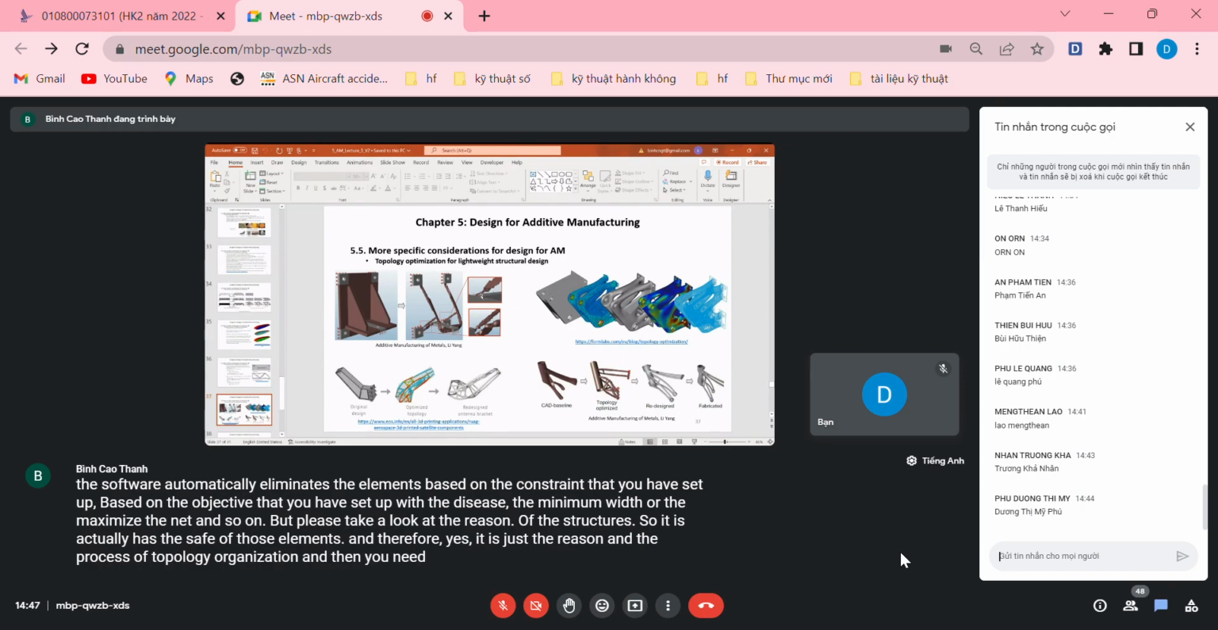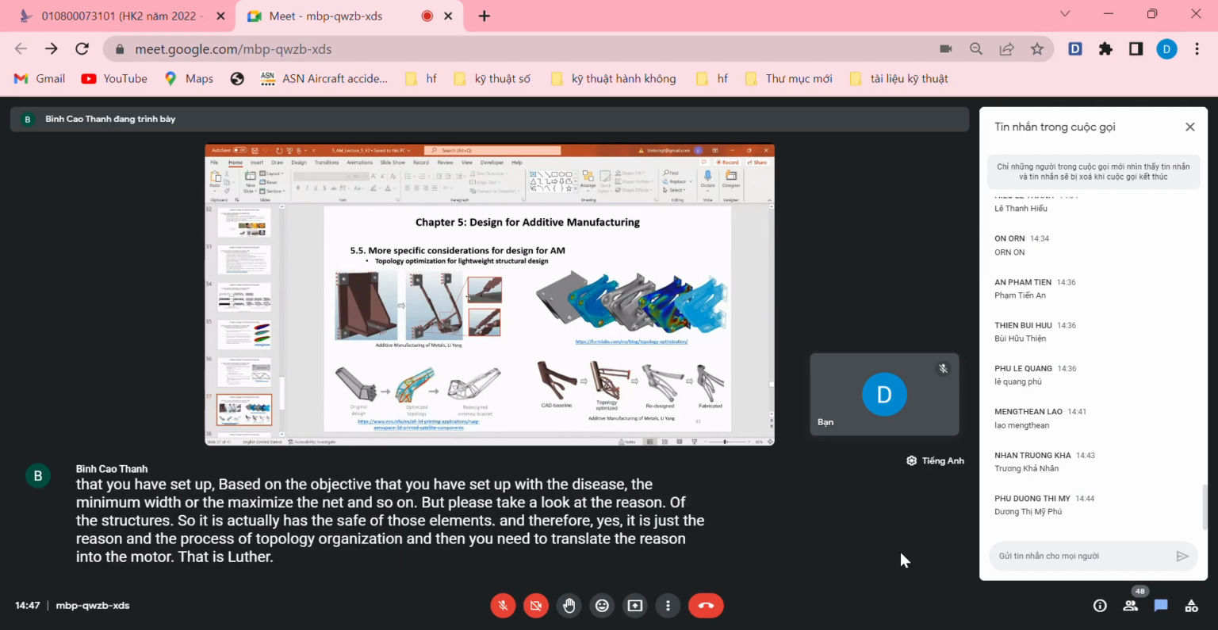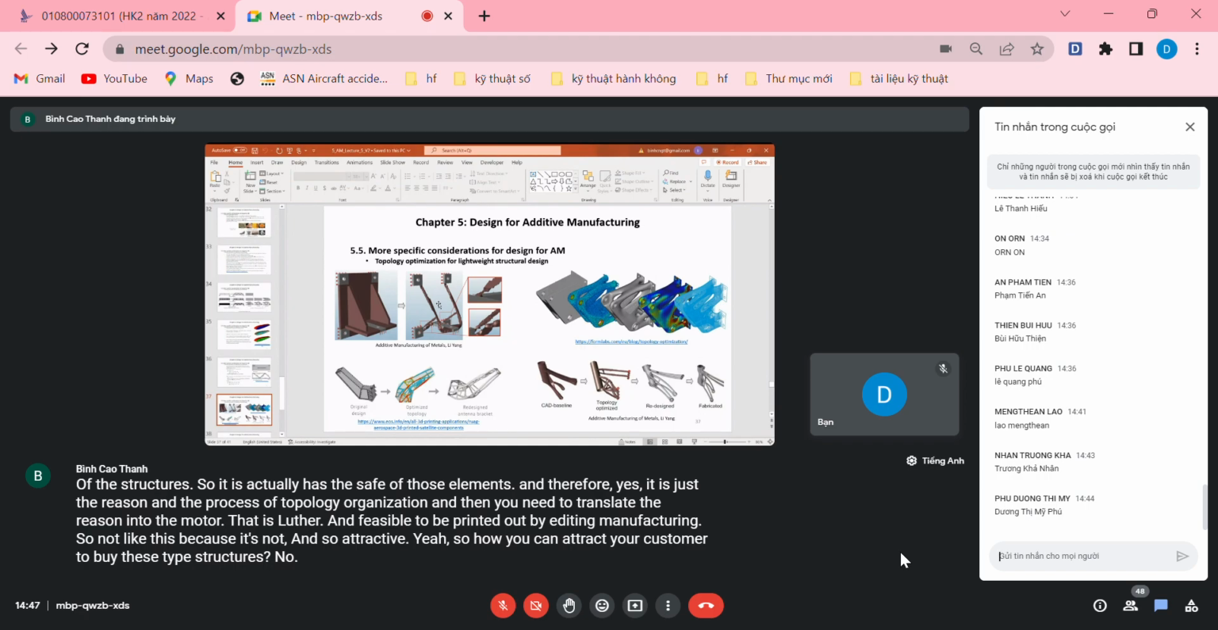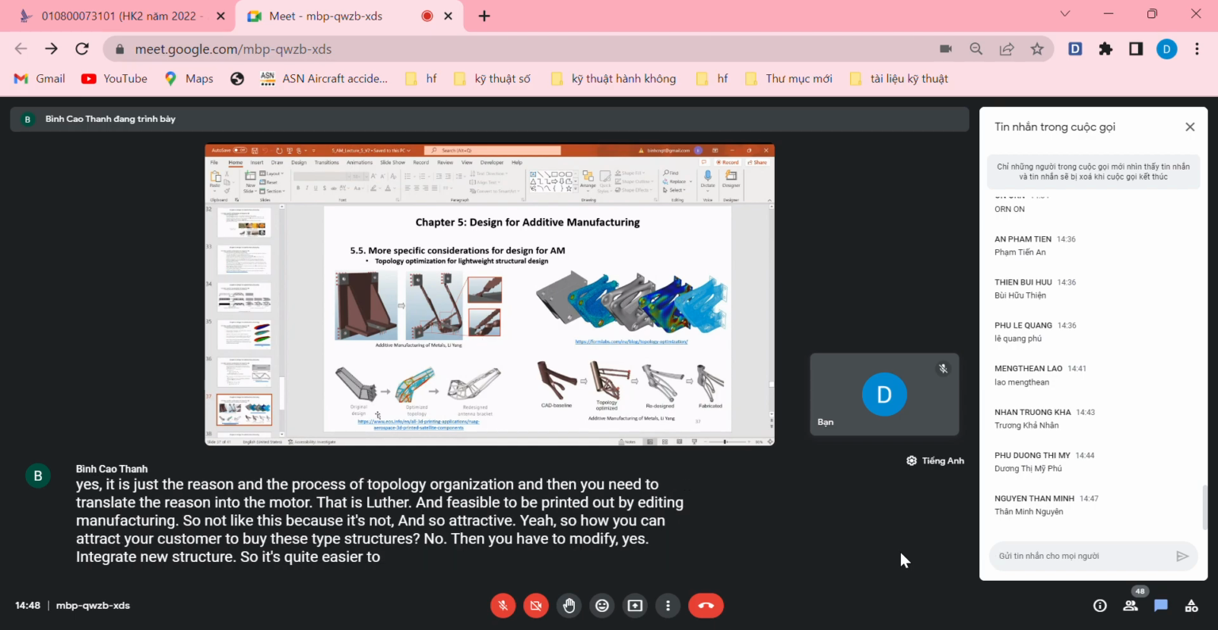And then you need to translate the result into a model that is smoother and feasible to be printed by additive manufacturing. Not like this, because it's not so attractive. So how can you attract your customer to buy this type of structure? No. Then you have to modify it to create new structures.